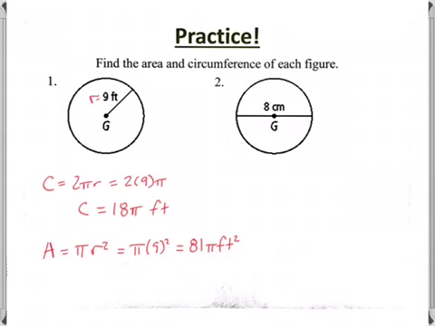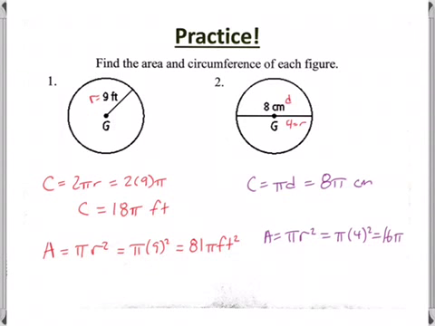For the other circle, I have a diameter of 8, which means my radius is 4. So let's find the circumference using the diameter. Well, that's going to be pi times diameter, which in this case is 8 pi centimeters. So that's pretty easy. Then the area, once again, is pi r squared, which is going to be pi times 4 squared, which gives us 16 pi centimeters squared.